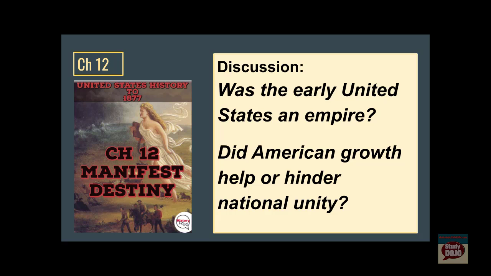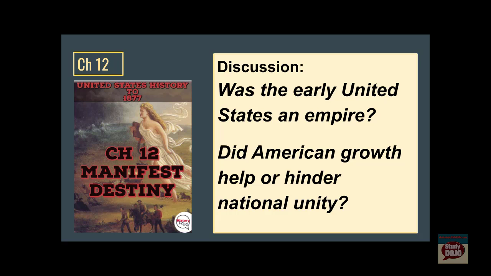And so this early empire is important to understand, because we are eventually going to become a more formalized empire at the turn of the 20th century. So questions about empire feed off of questions about identity, which feed off of questions about moral superiority that Manifest Destiny was created to justify.